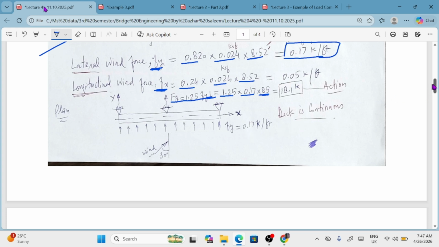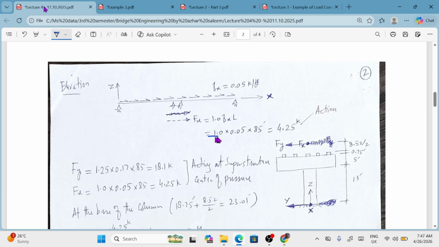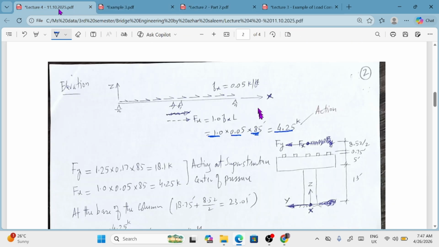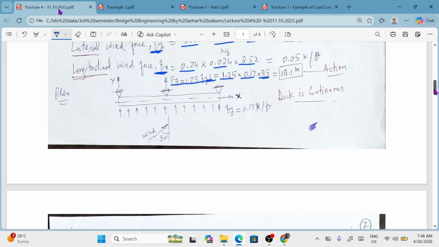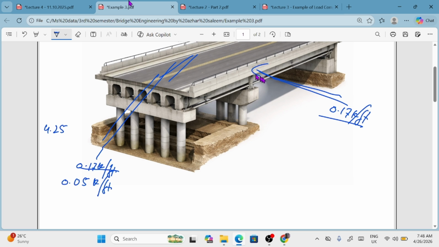Laterally, in the longitudinal direction, 1.0 multiplied by 0.05 multiplied by the tributary length is equal to 4.25. So this is 4.25, this is 4.25, and the lateral load is 18.1 kip in action. This is the force, and this is the load in kip, 18.1 kip.